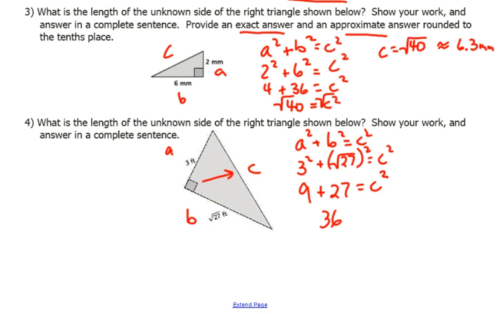I add those together, 36 equals C squared, and when I take the square root, it works out to be a perfect square. 6 equals C, and it's feet. So 6 feet would be the answer.